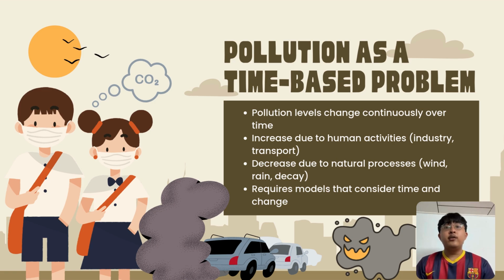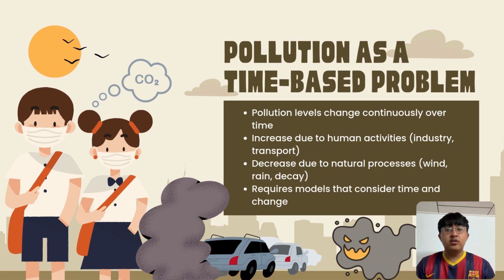Let's start by looking at pollution as a problem that changes over time. Pollution doesn't stay constant, it's constantly increasing and decreasing. For example, it increases due to human activities like industrial production, transportation, and waste disposal. At the same time, natural processes such as wind, rainfall, sunlight, and decay help to reduce pollution levels.